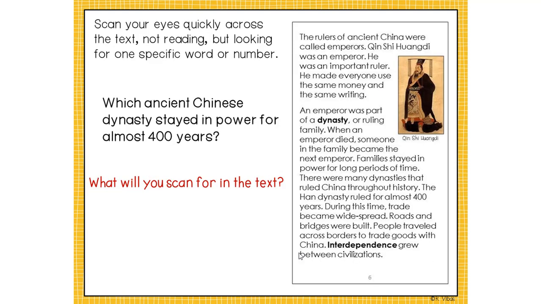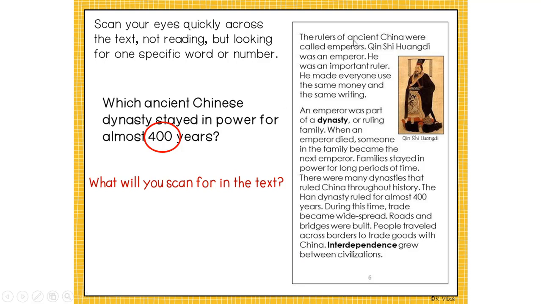So now we're going to look at another text. And this one, we're going to be looking for a specific word or number to help us answer this question. Which ancient Chinese dynasty stayed in power for almost 400 years? So now, what will you scan for in the text? We're going to look for 400 years. We're going to look for that number and see which Chinese dynasty ruled for that long.